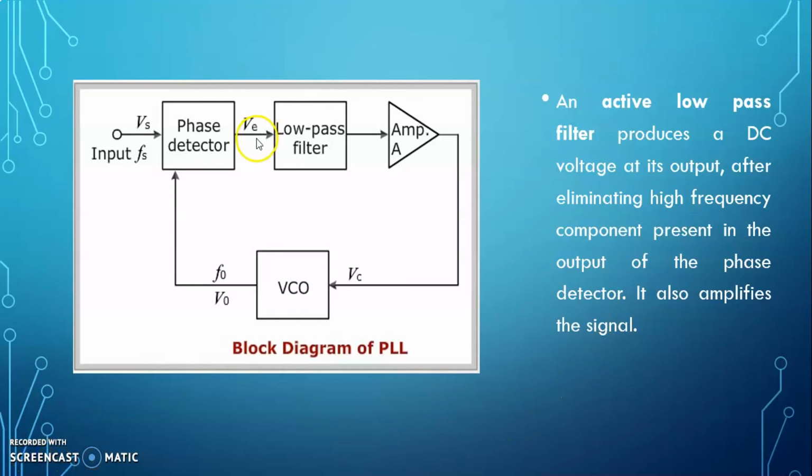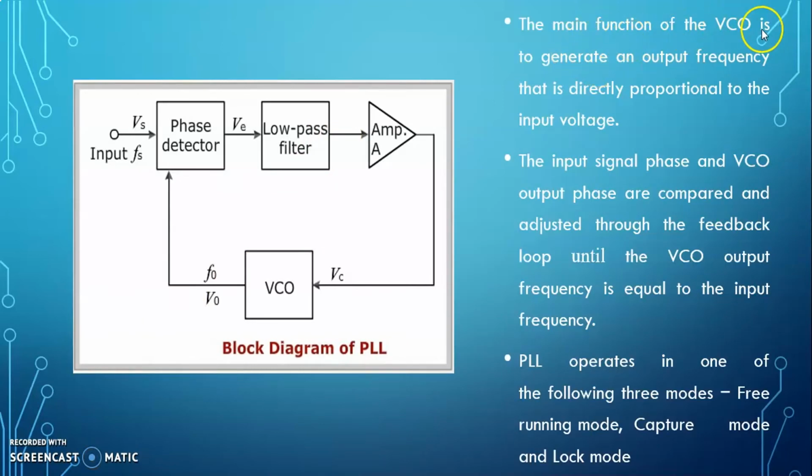Here the phase detector output is the error signal. The error signal consists of two components. One is the high frequency component, another is the low frequency component. Here the low pass filter only allows the low frequency component and eliminates the high frequency component. Hence the low pass filter generates an output voltage that is DC.